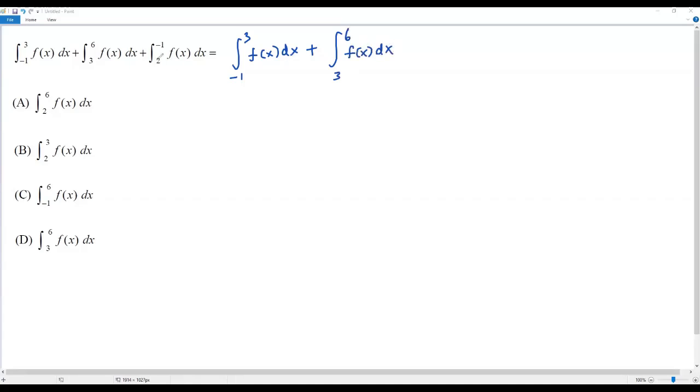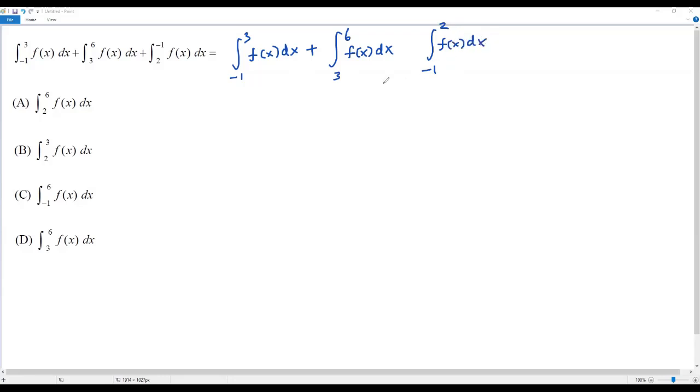Now I'm going to switch the limits of the third integral, because I want the smaller value to be the lower limit and the bigger value to be the upper limit. Let me switch the limits, and I'm getting -1 as the lower limit and 2 as the upper limit. Then we have f(x) dx.